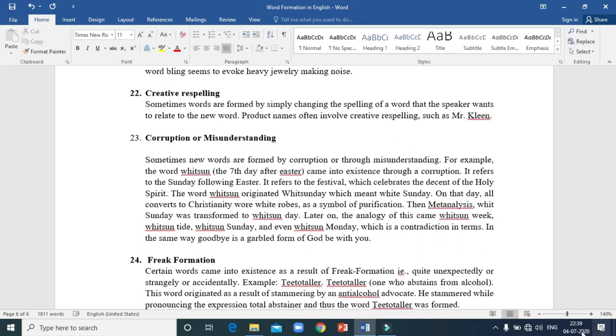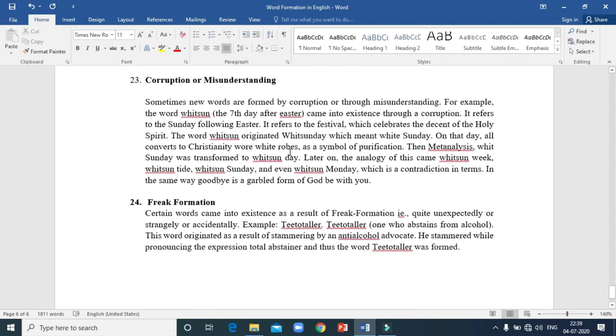Okay, let's look at the 23rd procedure, corruption or misunderstanding. Now corruption, purely because of misunderstanding, gives rise to new words. An example is Whitsun. Okay, the original meaning of the word Whitsun is the seventh day after Easter. The next Sunday after Easter is what is called Whitsun.